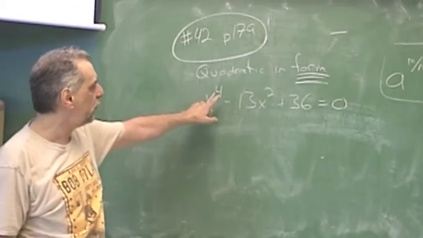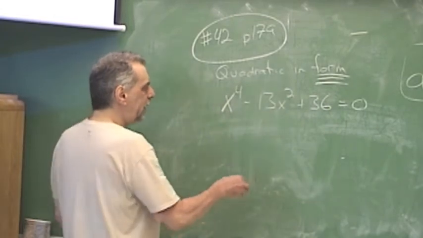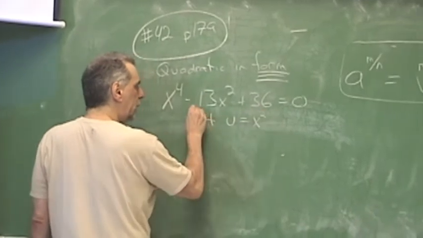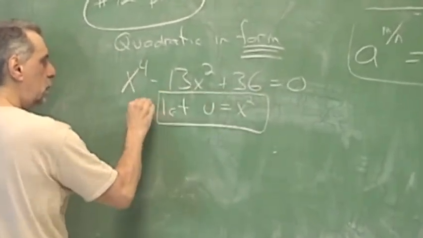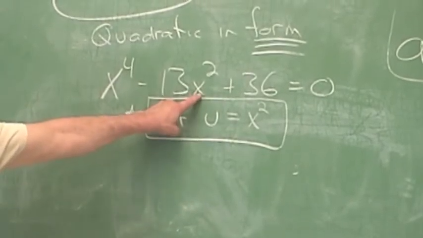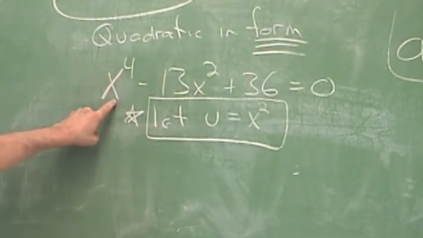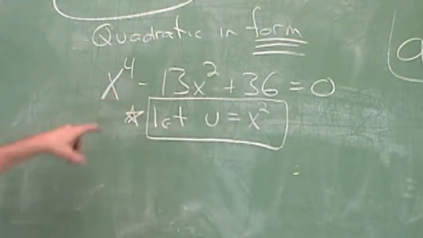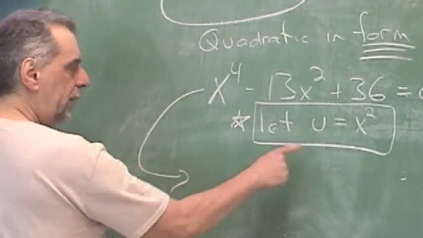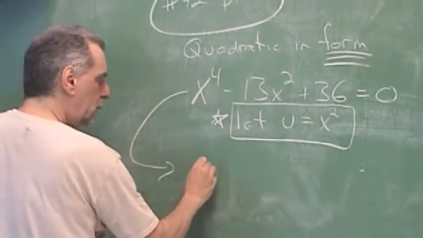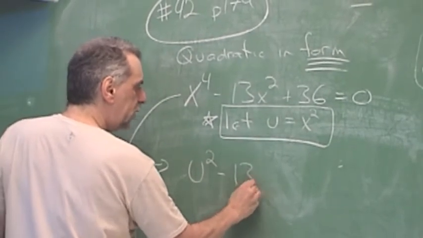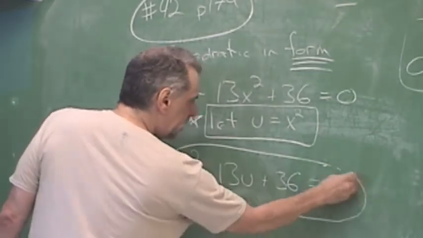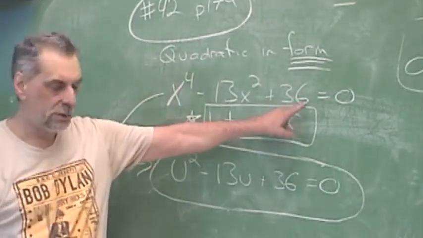So notice we got an exponent of 4 and we got an exponent of 2. If I create another variable, let's say u, and let u equal x squared, then u will go here, and u squared will go here, right? Because x squared raised to the second is x to the fourth, which is what we want here. So if we let this happen, now we get a quadratic. U squared minus 13u. Nothing changes over here, and we get the 36. Now there's no x or u in this term, so that doesn't change.